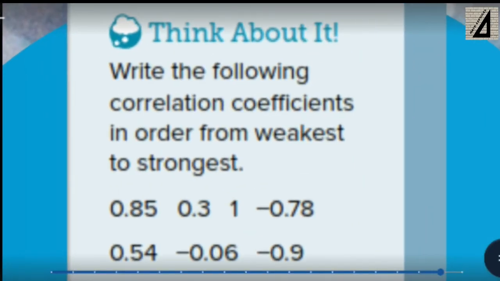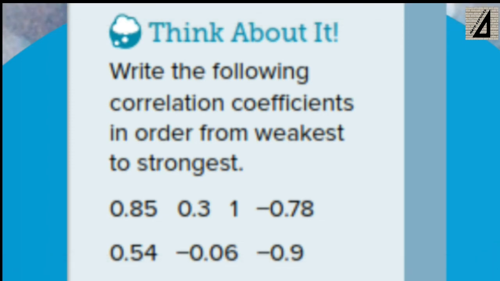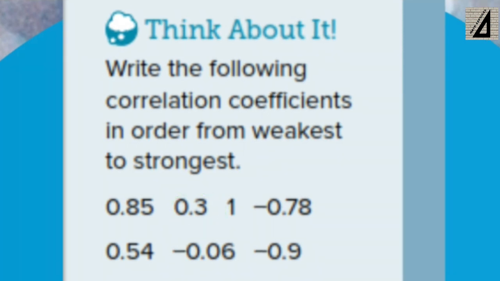Let's think about this. Write the following correlation coefficients in order from weakest to strongest. Of course, the weakest one is the one that is very far away from 1 or negative 1. So the farthest one is negative 0.06. After this, it is 0.3. You don't mind about positive or negative. You just order the numbers by how close to 1 or far from 1 they are.